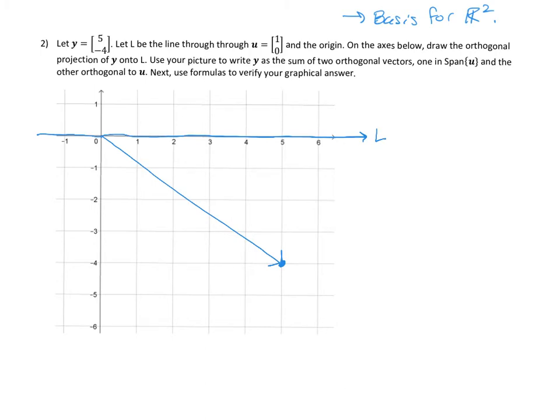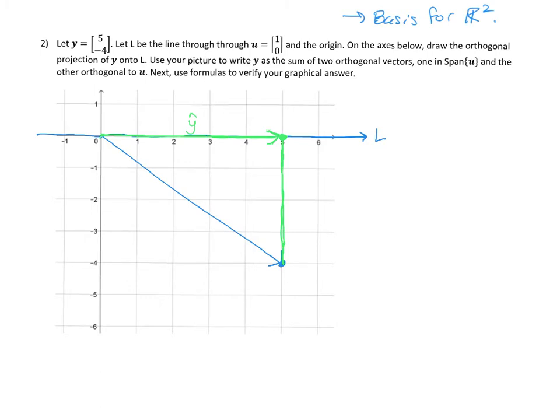Draw the orthogonal projection of y onto L. Okay, so that would be this vector. That's the orthogonal projection of y onto L, is this point. So I'm looking at this vector. The orthogonal projection of y onto L, also known as y hat.